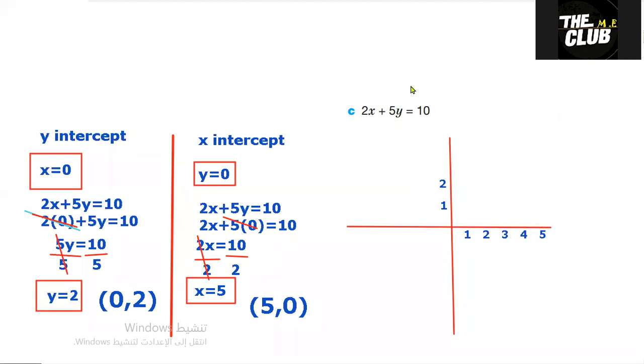Now I'm going to plot the points here. So here we have 0 and 2, so it's here. And we have 5 and 0, which is here. Now I just connect them with a line. And by connecting them, I will have the line that crosses or matches these points together, like this. And this is how you answer a question like this.